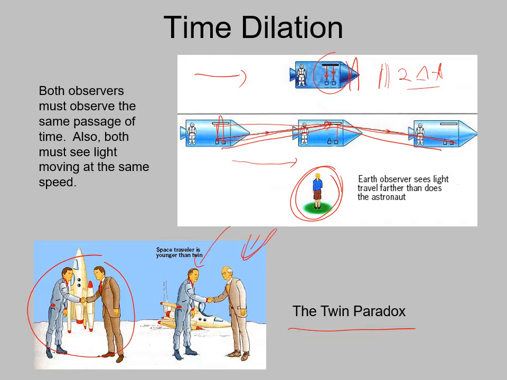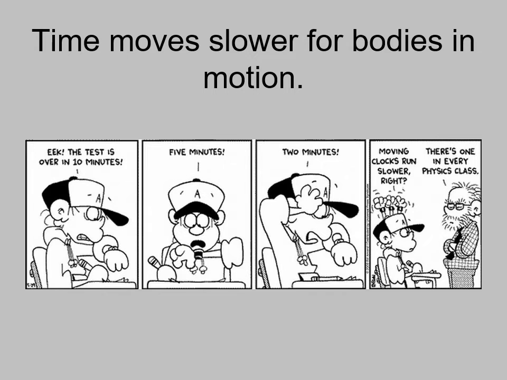Now, Einstein said, in fact, that this is exactly what happened, that more time passed for one than the other. Okay, this is time dilation. So the faster you go, the slower time passes for you. So that means you don't experience as much passing of time.